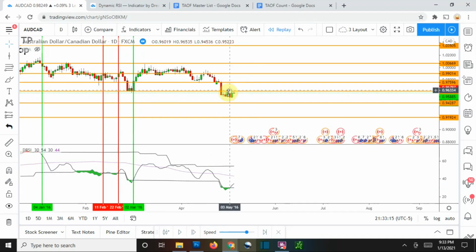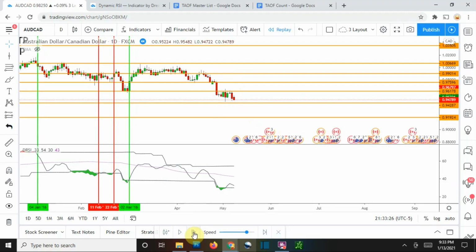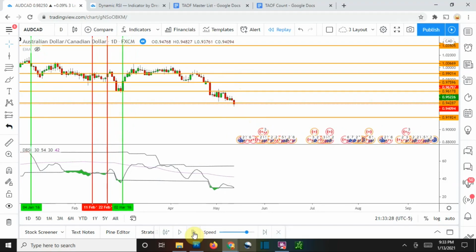So it hit it, rejected it with a red candle. You see that wick of the red candle is up through that area of resistance to the upside. See if it continues. Yep, rejected it again. Came up with this green candle right here, hit it one more time, rejected it back to the downside.